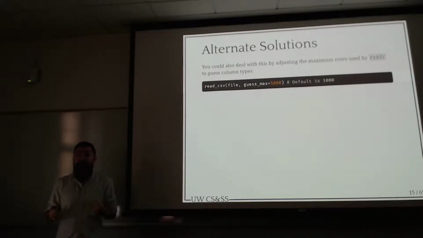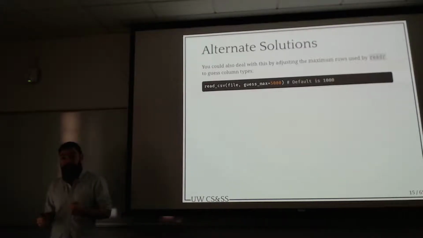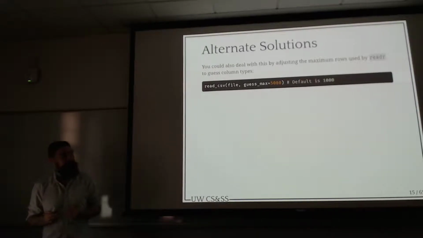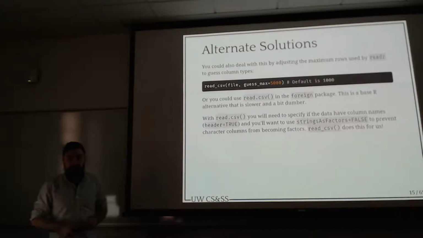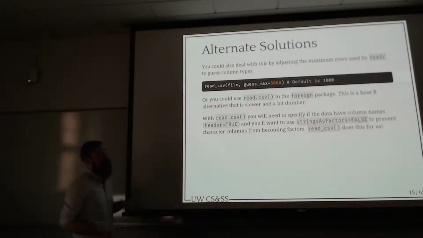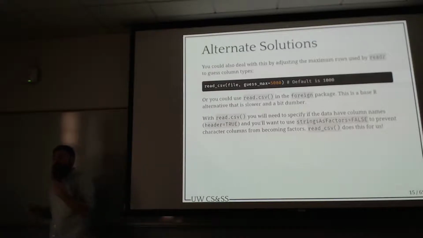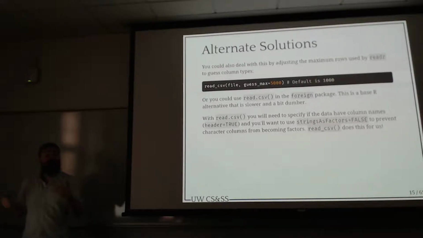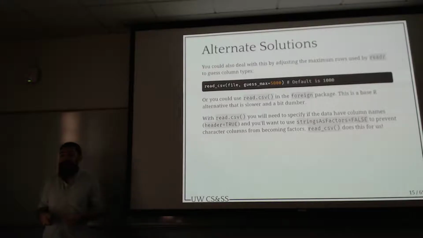And unless you really want to go get coffee or lunch while you're waiting for it to read your data, you should probably just specify the column types manually. Okay. Another thing you could do is use read.csv in the foreign package. That's a base R alternative. It is much slower than read_csv, and it's a bit dumber.